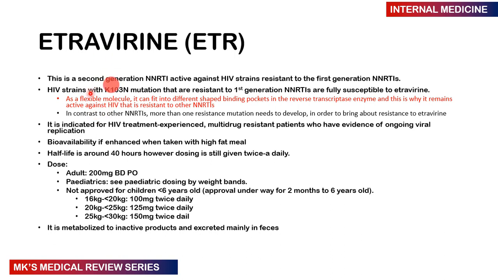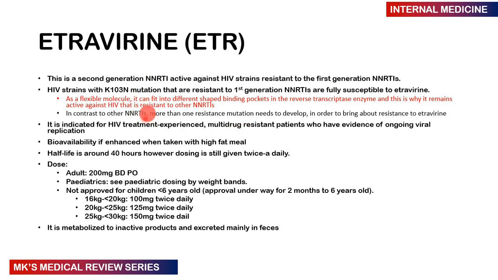But then this molecule, etravirine, is actually quite flexible. Regardless of the different shapes that can be there in that same pocket of the reverse transcriptase enzyme, it can easily fit there and actually block this drug. So in contrast to the other non-nucleoside reverse transcriptase inhibitors, you need more than one mutation for resistance to happen, which is why we use this as just a second-generation drug.